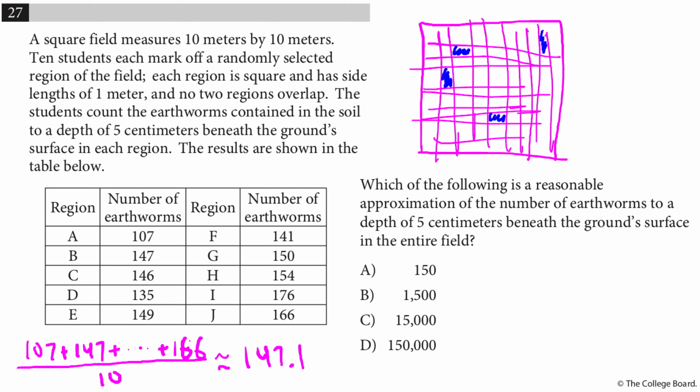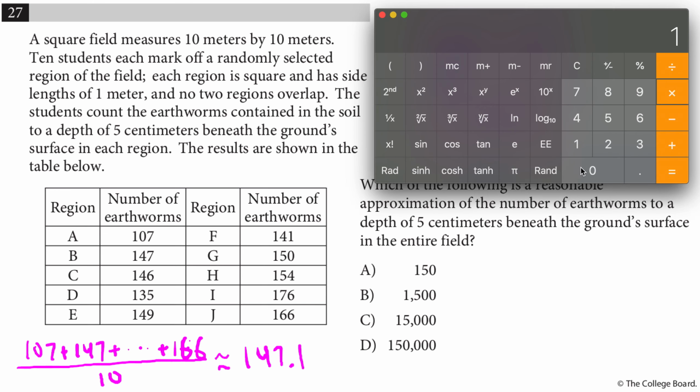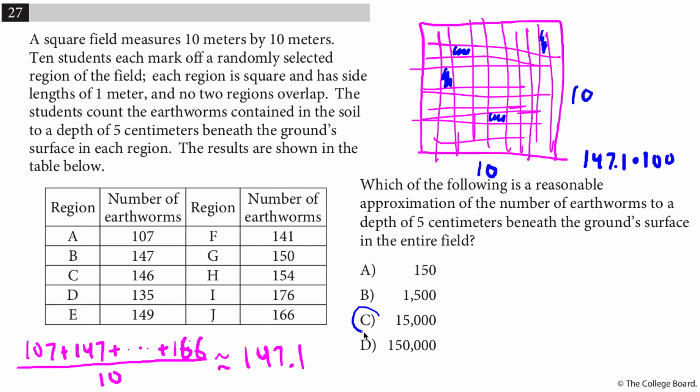There are, and this is the next part that's going to cause problems, 10 times 10 of these squares. So I would expect the biggest mistake is going to be someone multiplying this by 10. I should actually multiply 147.1 by 100, the area, how many total squares there are. And by doing that, I will get 14,710, which is closest to 15,000.